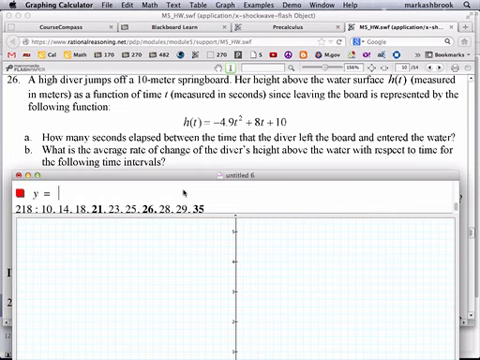So it's h of t, so height as a function of time, and there's the rule. But in your graphing calculator, you're going to use y and x. So in your y equals screen, it'll be something like this: y equals -4.9 x squared plus 8x plus 10.